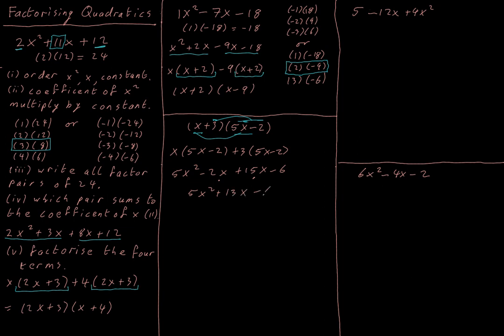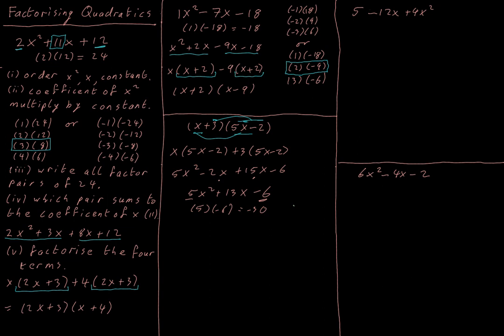13x minus 6. Now if I'd started here, how would I factorize to get to here? This was multiplying out. Factorizing is the reverse. How am I going to do it? I take my first term and multiply by my constant on the end, and I get minus 30.